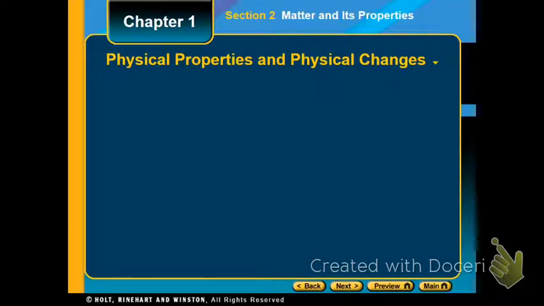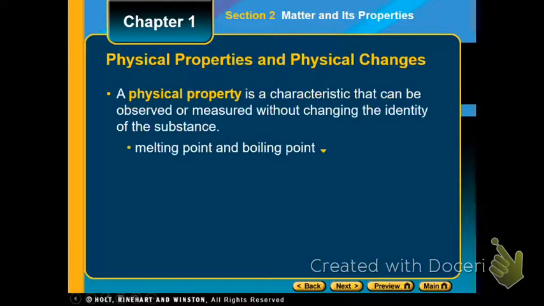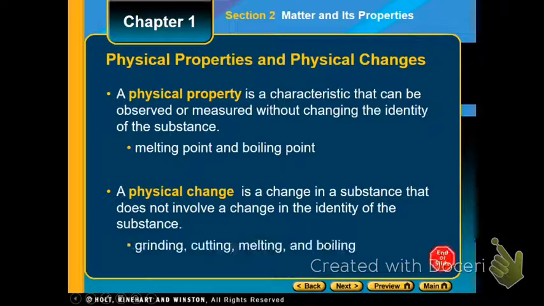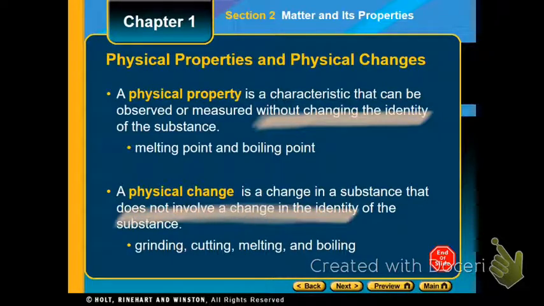So we just finished up looking at intensive and extensive properties. Now we're going to move on to the physical side of this, and we're going to look at physical properties and changes. You've got two definitions that you need to write down here. So for physical property, a physical property can be observed without changing the identity of a substance. So no identity change. Whereas a physical change also does not involve a change in the identity of your substance.